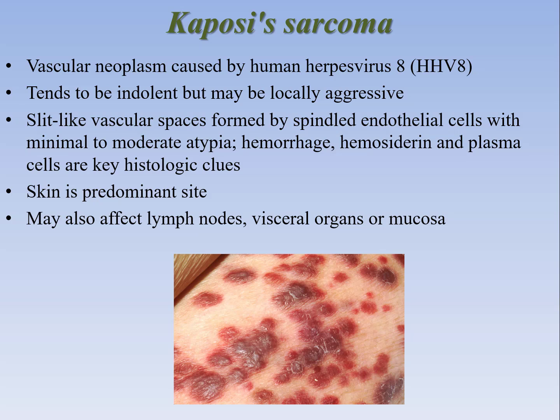Kaposi sarcoma is a vascular neoplasm caused by human herpesvirus 8. It tends to be indolent but may be locally aggressive. It's composed of slit-like vascular spaces formed by spindle endothelial cells with minimal to moderate atypia. It also includes a lot of hemorrhages with hemosiderin deposits and plasma cells in the infiltrate. Location: predominantly skin, but it may also affect internal organs, mucosa and lymph nodes.